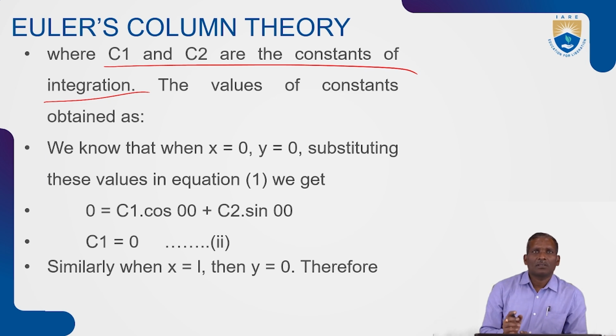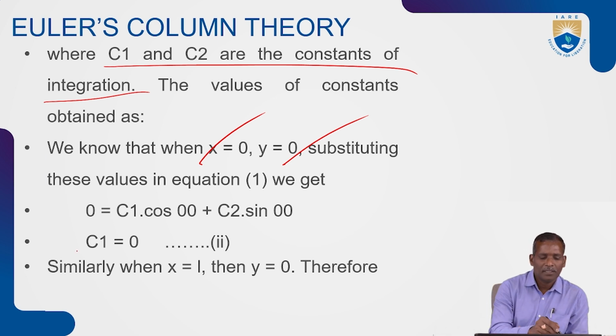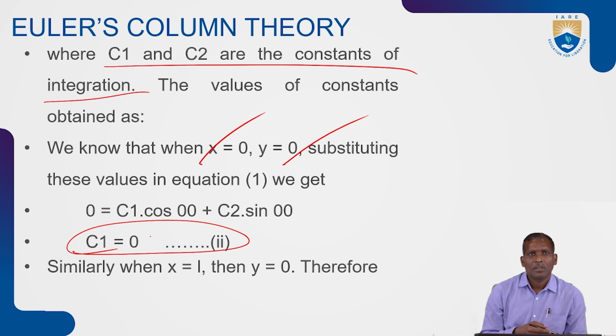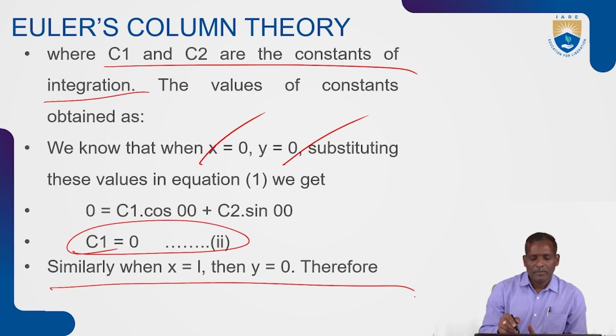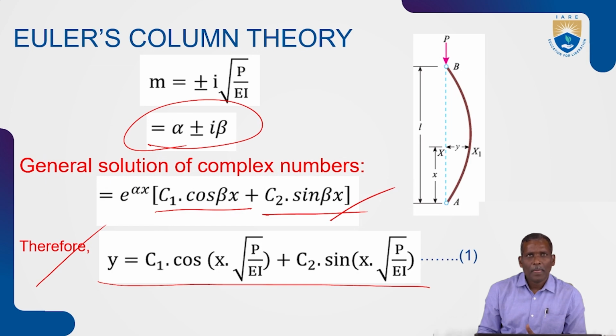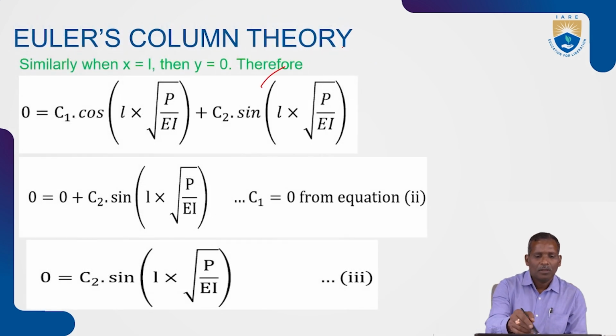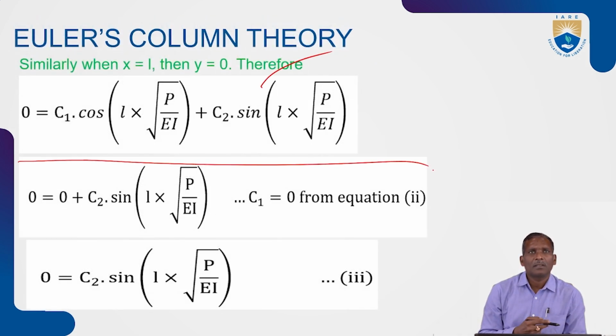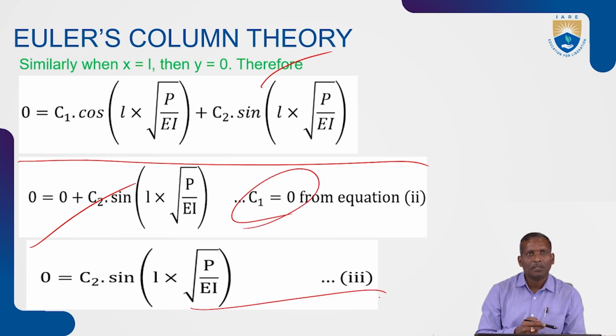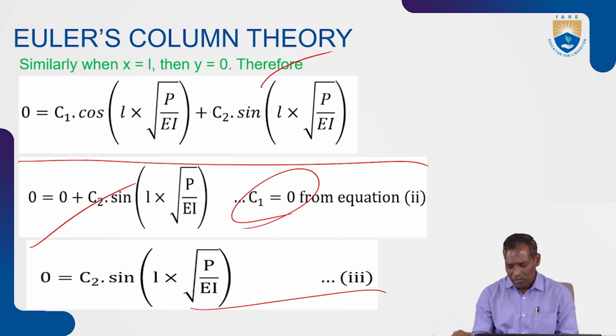We know the boundary conditions: when x is equal to 0, y is equal to 0. In equation 1 we get C1 is equal to 0. Similarly, when x is equal to L, y is equal to 0. Therefore, changing the equation into this second equation, 0 plus C2 into sin of L into square root of P by EI, because C1 is equal to 0. Now the third equation gives C2 into sin of L into square root of P by EI.